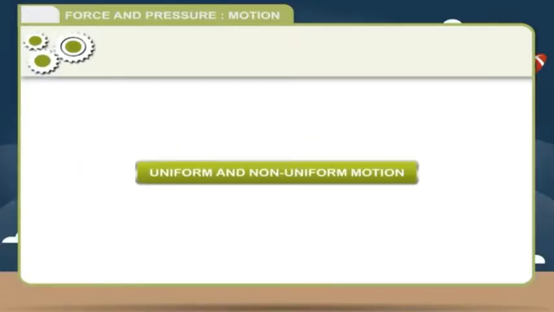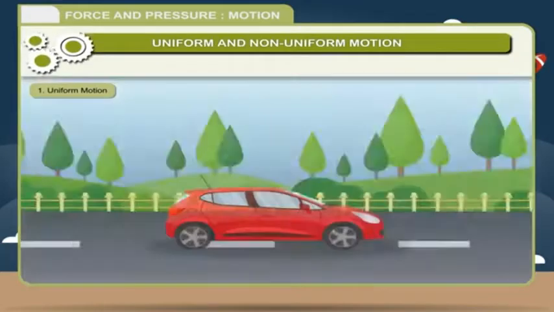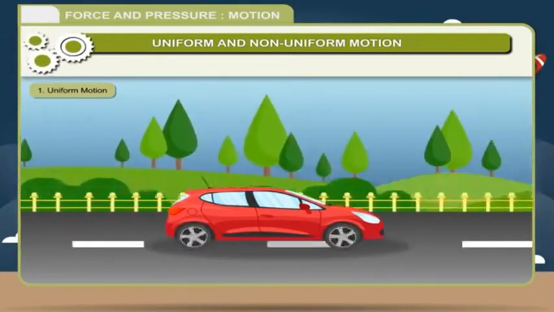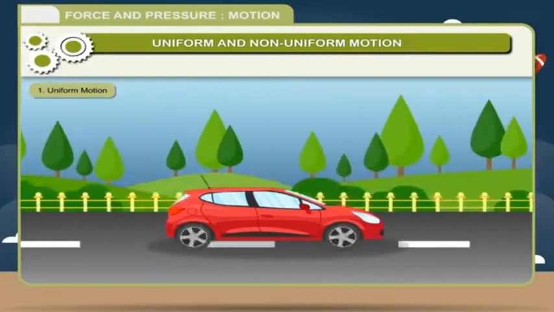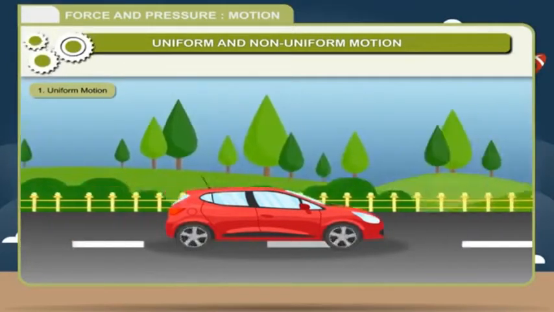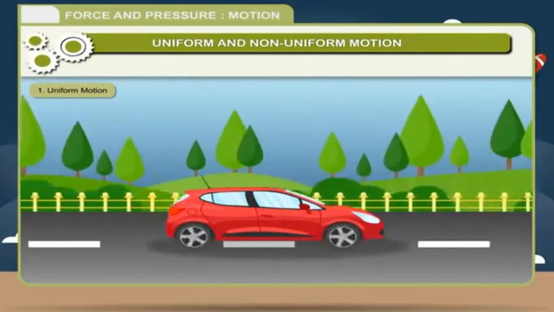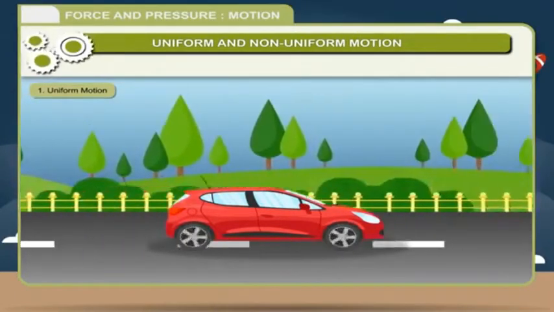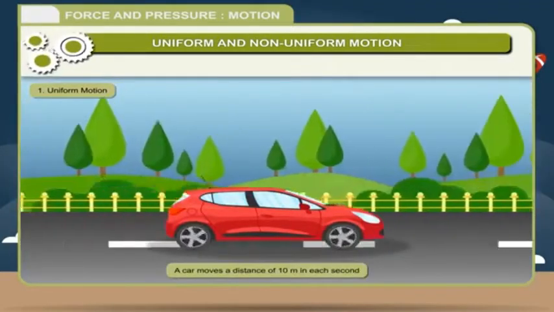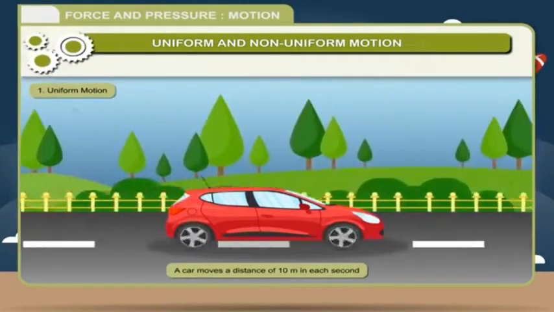Uniform and non-uniform motion. 1. Uniform motion. When an object moves in such a way that it covers equal distance in equal interval of time, it is called a uniform motion. During uniform motion, the body moves with constant speed throughout its journey. Example, a car moves a distance of 10 meters in each second.